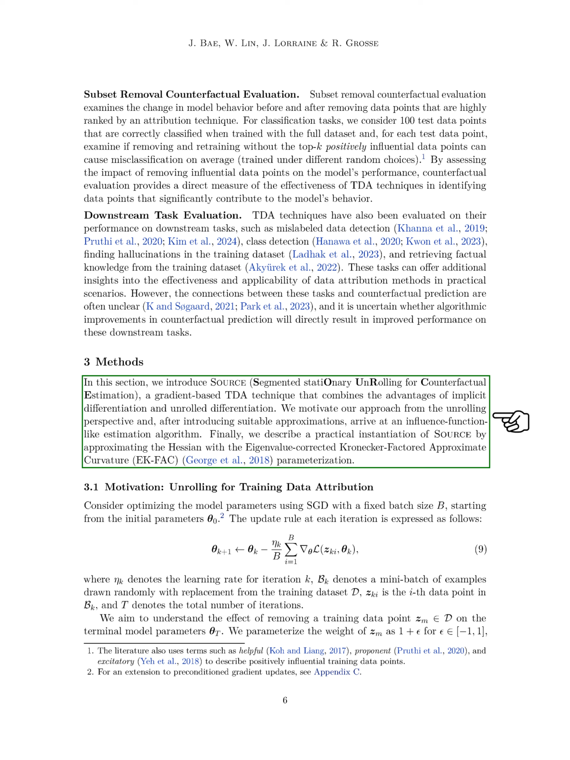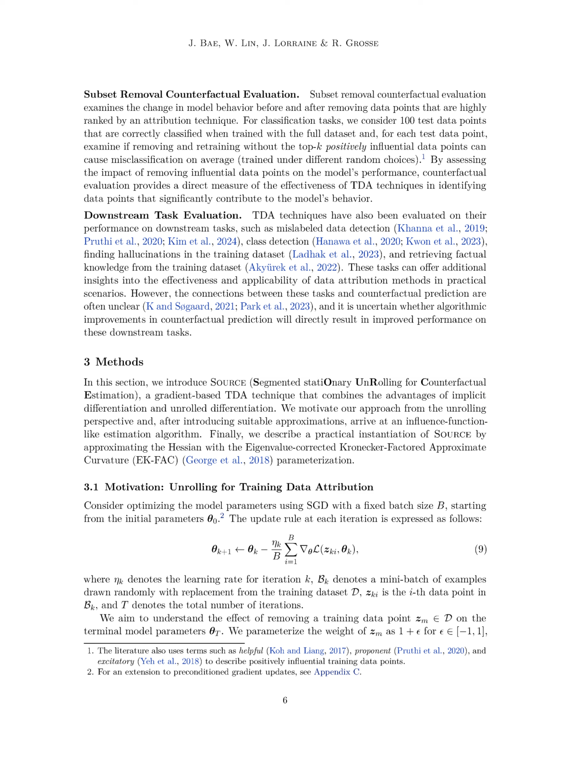Lastly, we introduce SOURCE, segmented stationary unrolling for counterfactual estimation, in this section. SOURCE is a gradient-based TDA technique that combines implicit differentiation and unrolled differentiation advantages. By leveraging suitable approximations, we develop an influence function-like estimation algorithm and implement a practical version of SOURCE by approximating the Hessian using the eigenvalue-corrected Kronecker-factored approximate curvature (EK-FAC) parameterization.